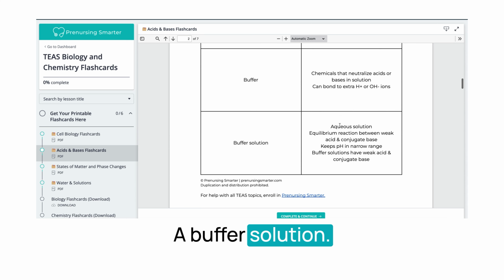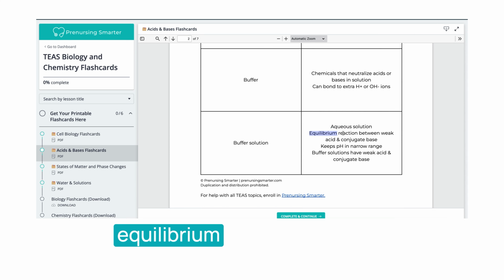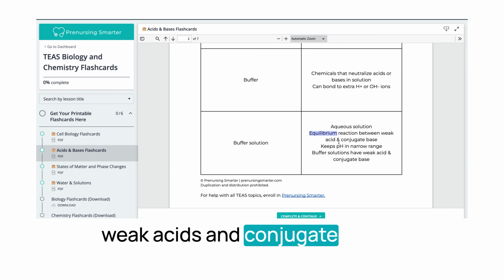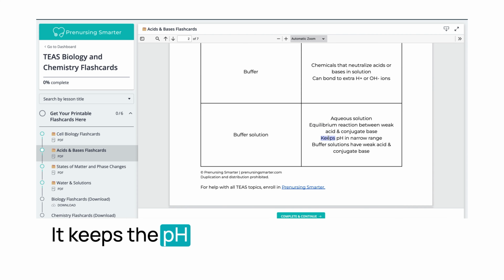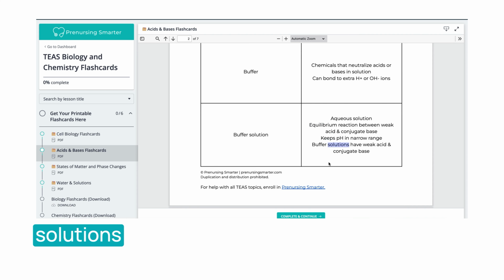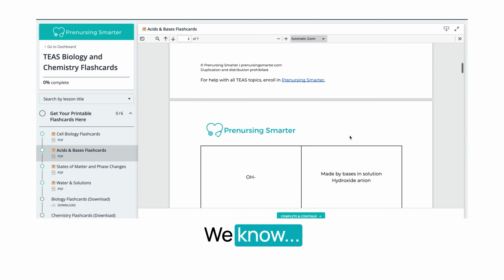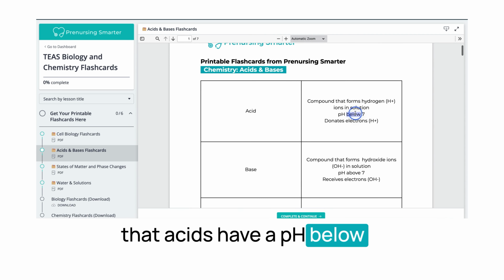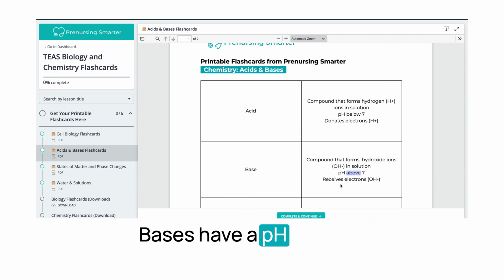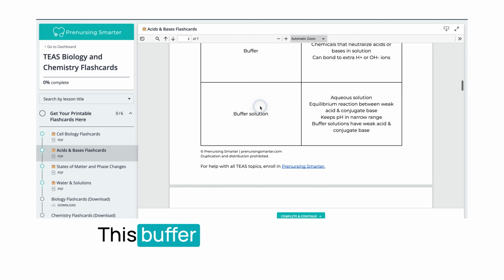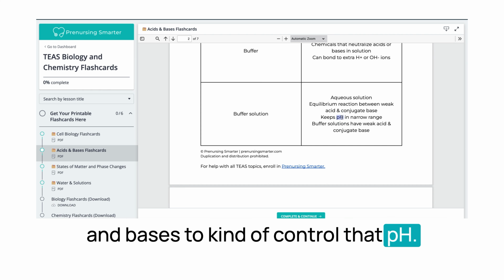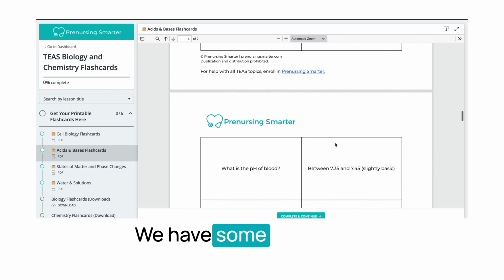A buffer solution is an aqueous solution with an equilibrium reaction between a weak acid and its conjugate base. It keeps the pH in a narrow range. So we know that acids have a pH below 7, bases have a pH above 7, and 7 is a neutral pH. This buffer solution helps keep an equilibrium reaction between those acids and bases to kind of control that pH.